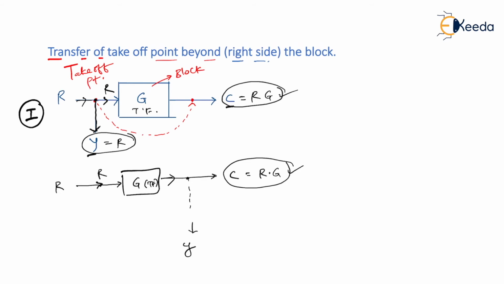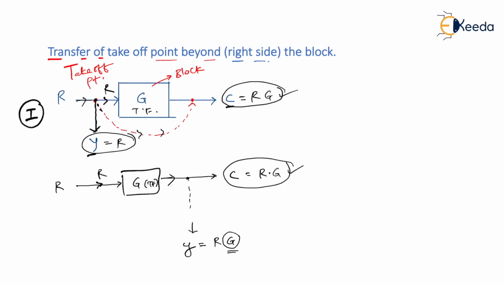But look at Y. Are you getting Y equal to R? No. Because if you actually shift this takeoff point towards right as it is, then you will get Y equal to what? You'll get Y equal to RG. Am I right? So this is extra G you're supposed to get. So the question is, should you get Y equal to RG only? Answer is no. As I said, whatever modifications that you do in the block diagram, outputs shouldn't change. Output should remain unaffected.